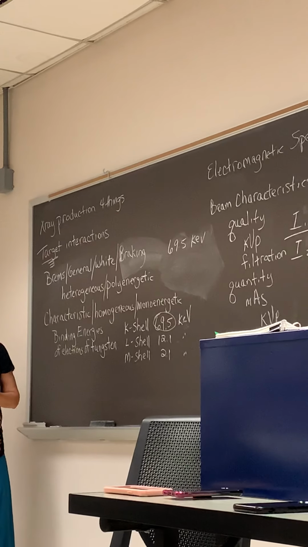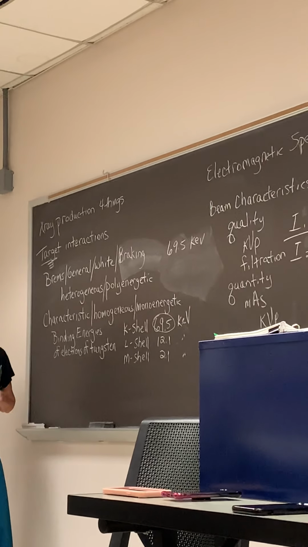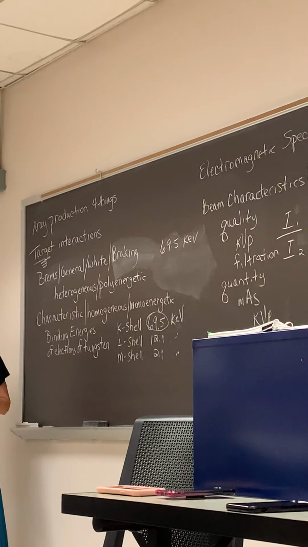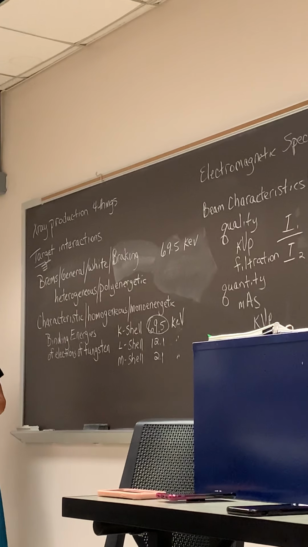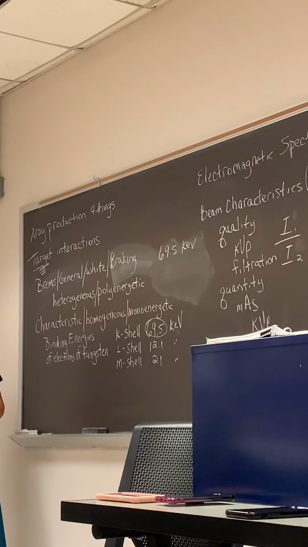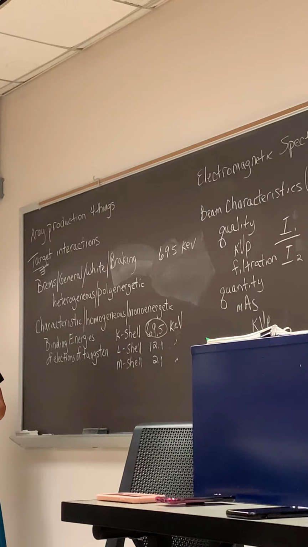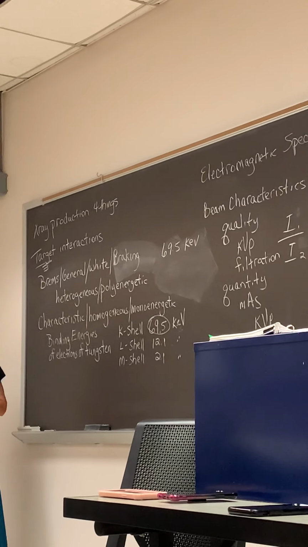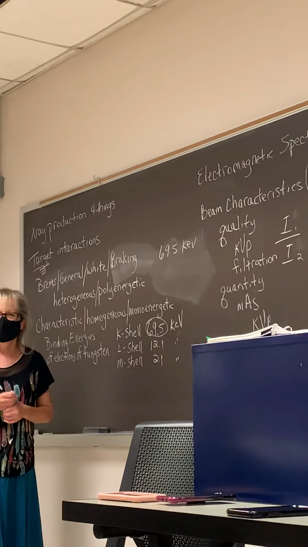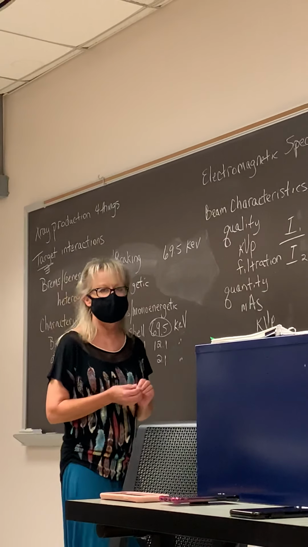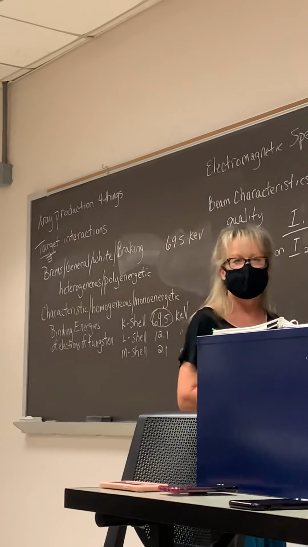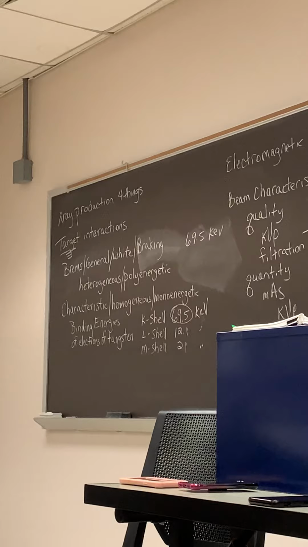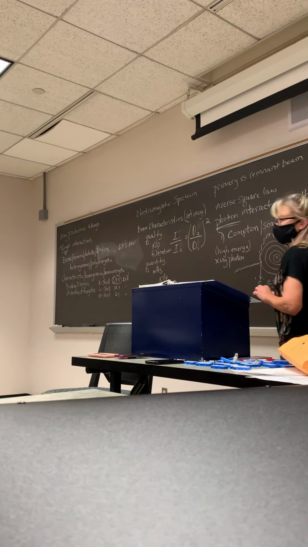So at 100 kVp, how much is characteristic? What percent? Did y'all forget all this stuff? 10 to 20. At 100 kVp, there's only 10 to 20% characteristic. At 100 kVp, there's 80 to 90% brems.